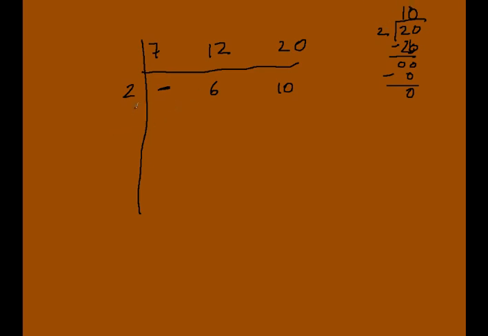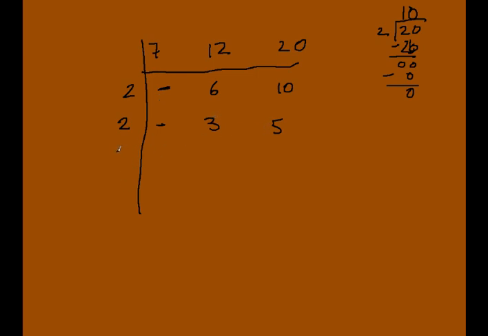Now, can we use 2 again? Yes, we can. Can we do 2 and 7? No. Can we do 2 and 6? Yes, 2 goes into 6 3 times. Can we do 2 and 10? Yes, 5. Can we do 2 again? No, we cannot do 2 with 7. We cannot do 2 with 3. And we cannot do 2 with 5.